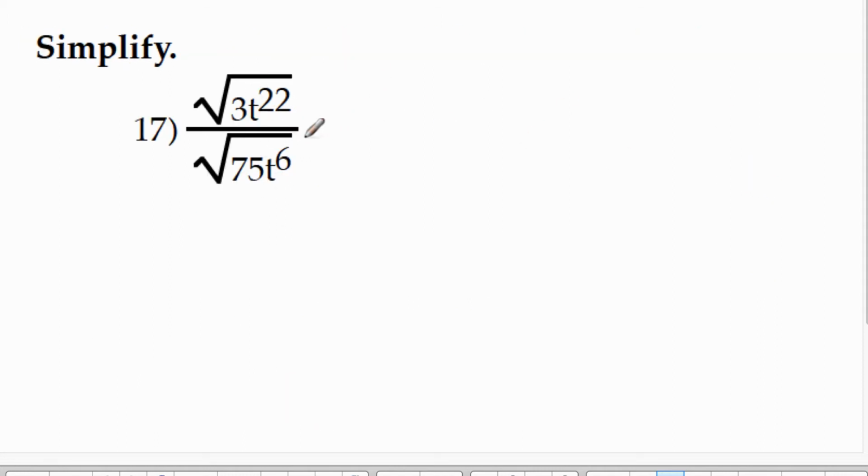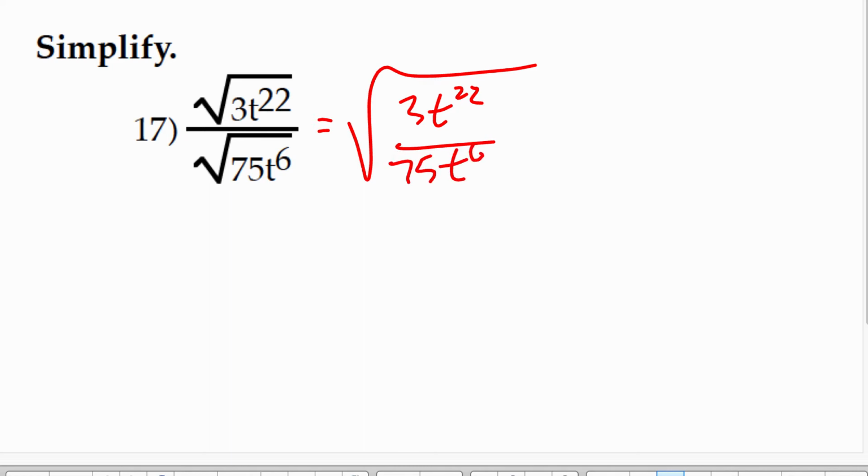Okay, dividing radicals, I would probably simplify this thing first before I started to try and bring things out. So this, I could really rewrite it like this, 3t to the 22 over 75t to the 6.